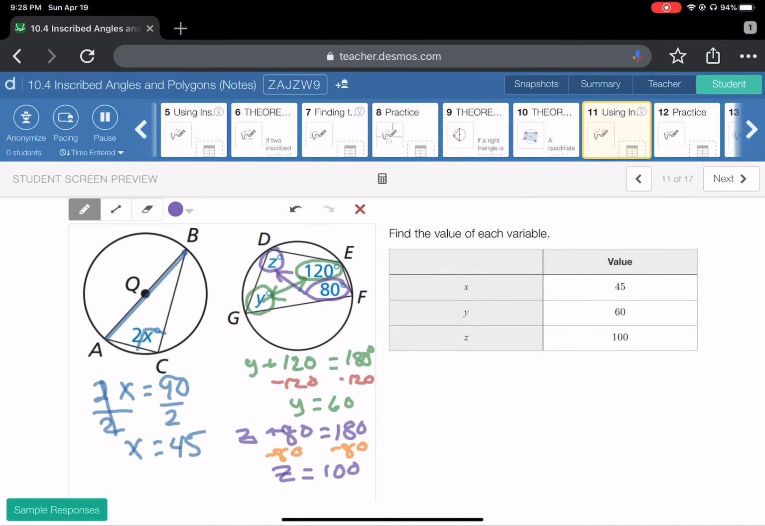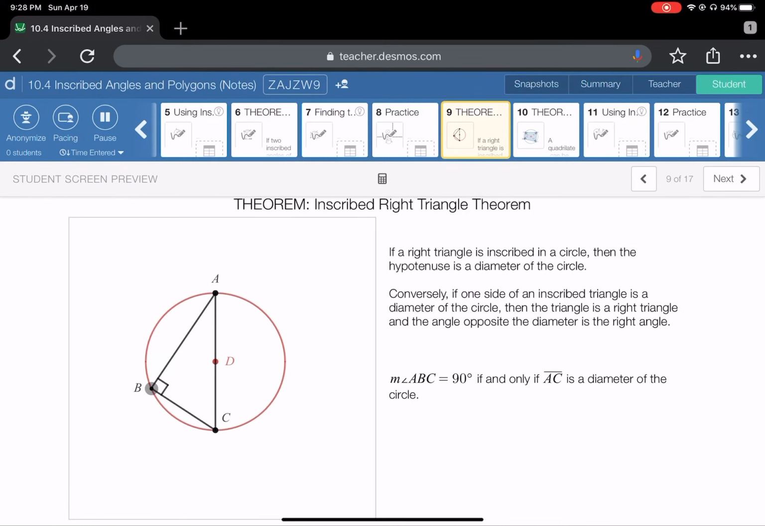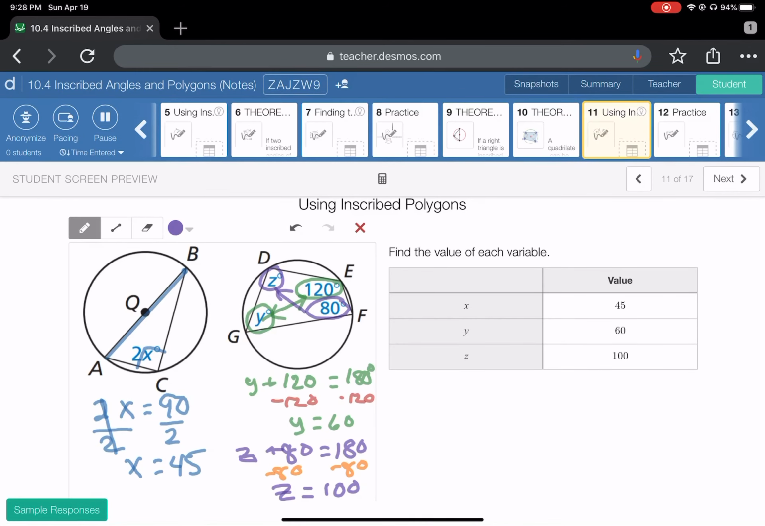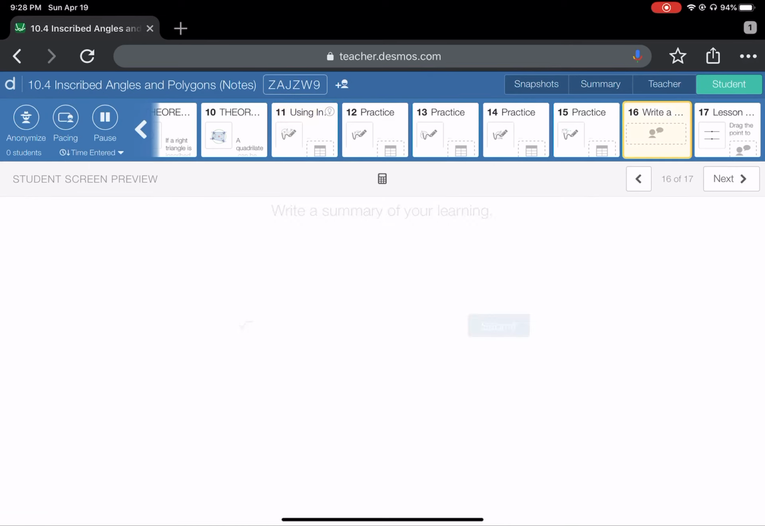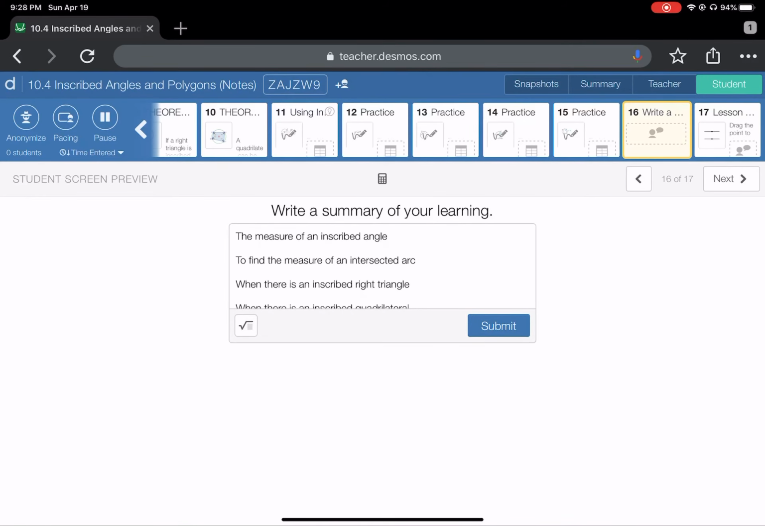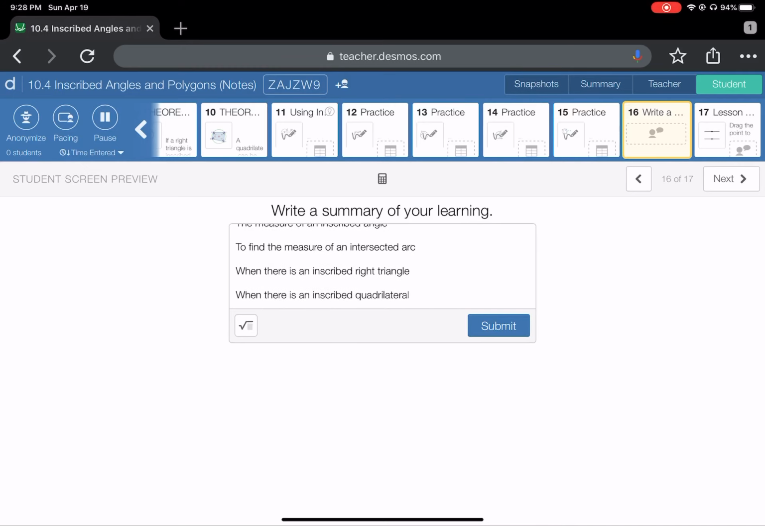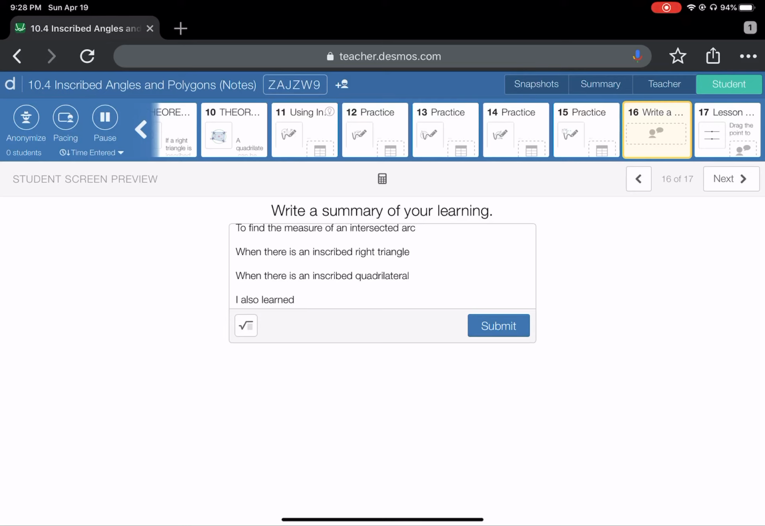All right, and that is how you use our two theorems of inscribed polygons, either an inscribed right triangle or an inscribed quadrilateral. And that is the end of section 10.4, inscribed angles and polygons. You should know how to find the measure of an inscribed angle, how to find the measure of an intersected arc, and know what to do when there is an inscribed right triangle and when there is an inscribed quadrilateral.